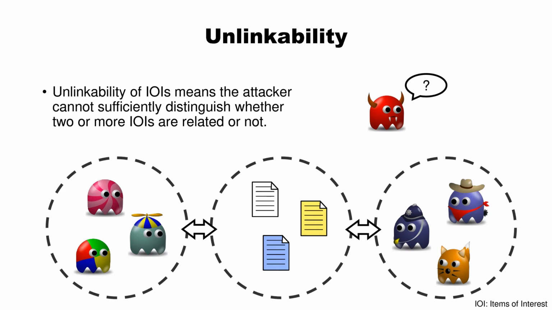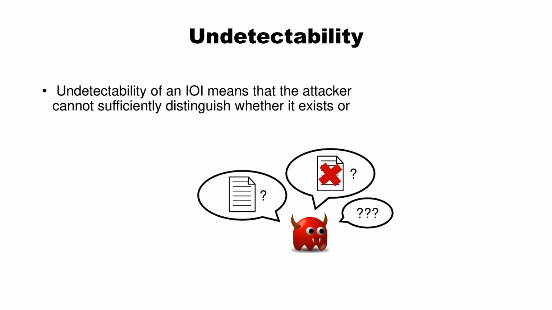The next item that we want to discuss is undetectability. Undetectability for an IOI means that the attacker cannot sufficiently distinguish whether it exists or not. So you may think in this case, if there's a message there or if there is not a message there, Eve cannot distinguish if this action or this message actually happened or not. So in this case, the attacker is not able to do so.